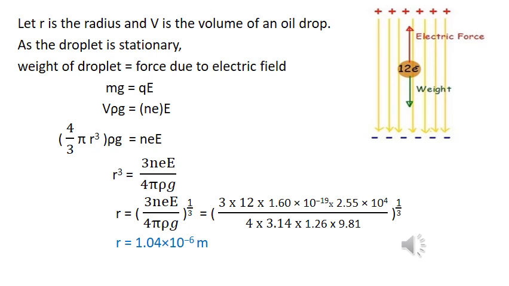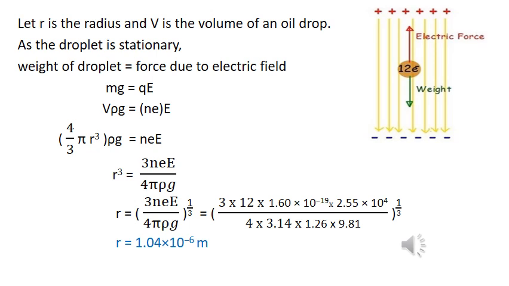Since the drop is stationary, we can say that the net force on the drop is equal to 0, or the force acting upward will be equal to the force downward. As we can see in the figure, there are two forces acting on the oil drop. First is the weight of the drop vertically downwards and second is the electrostatic force which is upward. So we can write weight of the droplet is equal to force due to electric field.